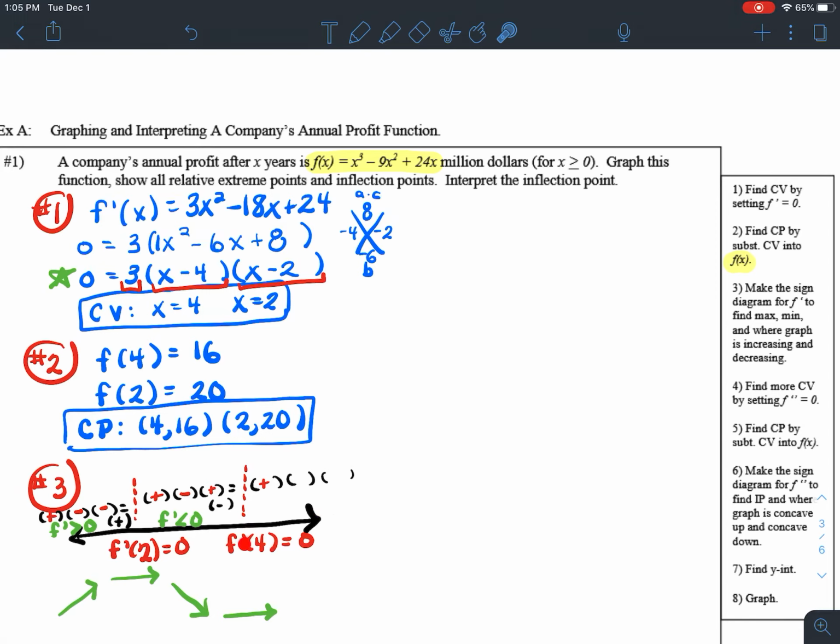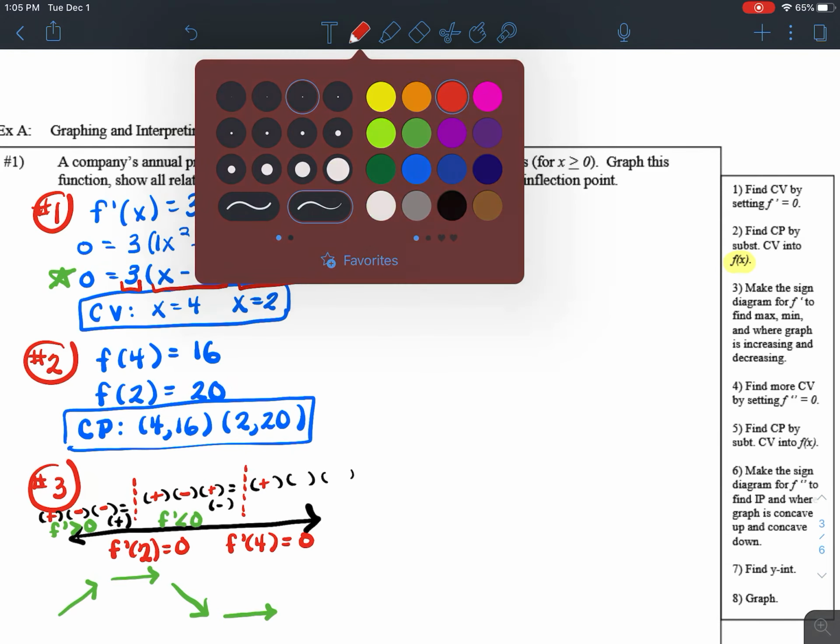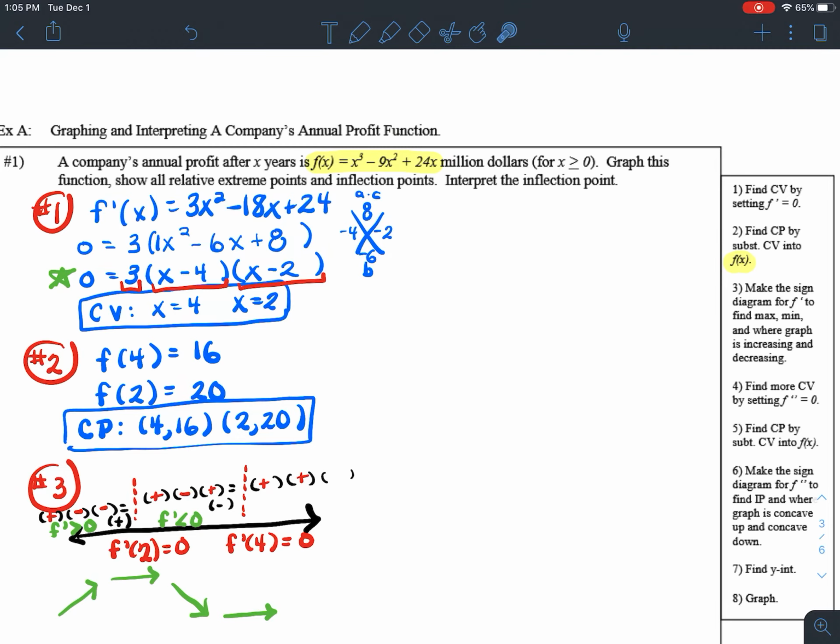We have one more interval to do here. I need to choose a number that is bigger than 4, so I'm going to pick 5. 5 gets plugged into my second factor. Looks like I'm going to get a positive. If I plug 5 into my third factor, I'm also going to get a positive. So 3 positives multiplied together come back as a positive. The slope here is greater than 0, arrow goes up.